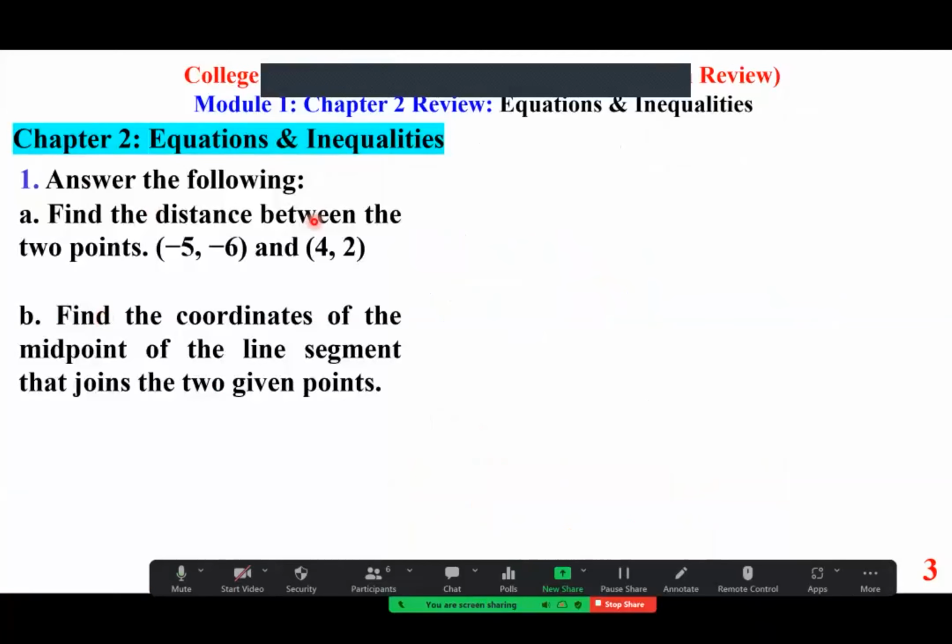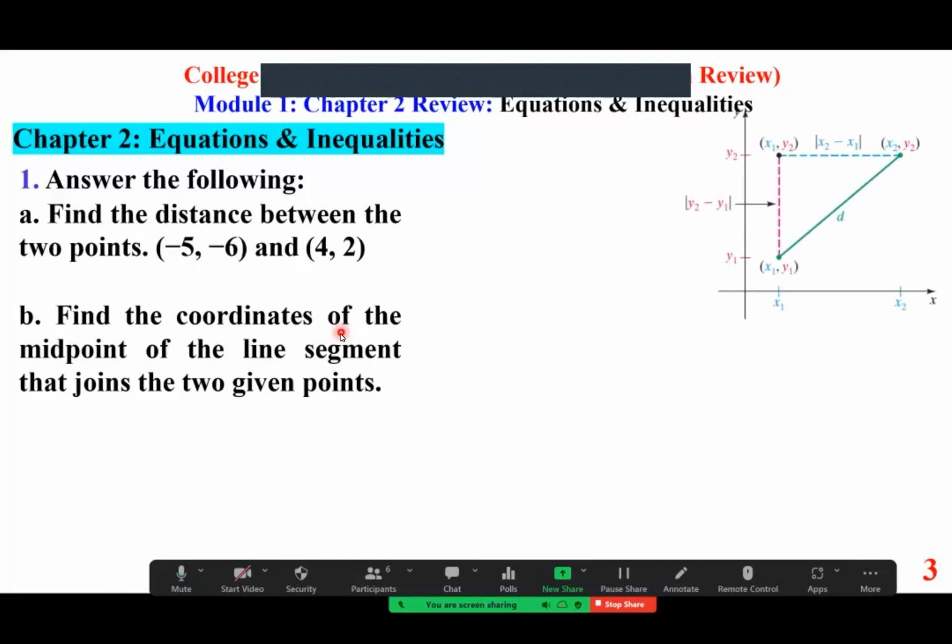Find the distance between the 2 points, (-5, -6) and (4, 2). Also, we want to find the coordinates of the midpoint of the line segment that joins the 2 given points. So let's remind everybody what each one is.